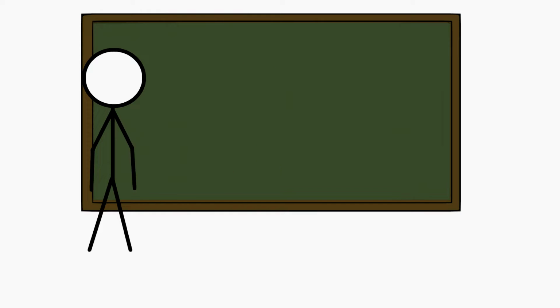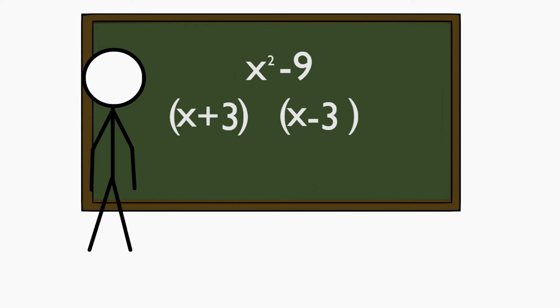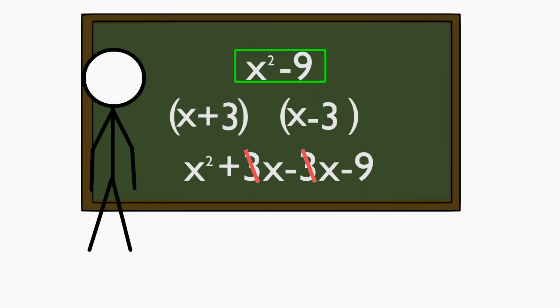The difference of two squares, however, is when you have two square values subtracted from each other, like x squared minus 9 or 16 minus x squared. In cases like this, you put the square roots of the two numbers in two brackets, once added to each other and once subtracted, as the b terms cancel out each other when expanded. For example, x squared minus 9 would be x plus 3 times x minus 3, as when expanded you will get x squared plus 3x minus 3x minus 9, which then simplifies down to x squared minus 9.